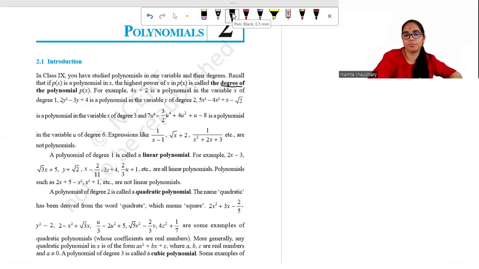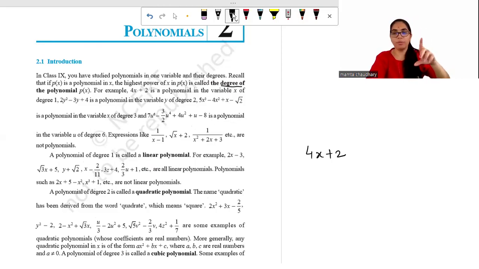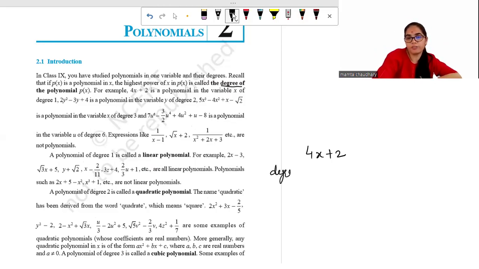Let's take one example: 4x plus 2. Here, how many variables can you see? I can see only one variable, x. What is its power? 1. So for this complete polynomial, the degree will be 1. It means you need to check all the variables, and then check their highest power. So the highest power defines the degree. So here the degree is 1.